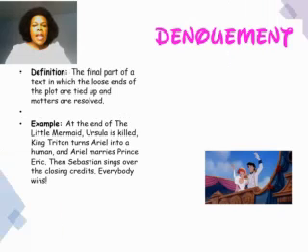Denouement. Denouement is the final part of a text in which the loose ends of the plot are tied up and matters are resolved. An example is at the end of The Little Mermaid, Ursula is killed, King Triton turns Ariel into a human, and Ariel marries Prince Eric. Then Sebastian sings over the closing credits. Everybody wins.